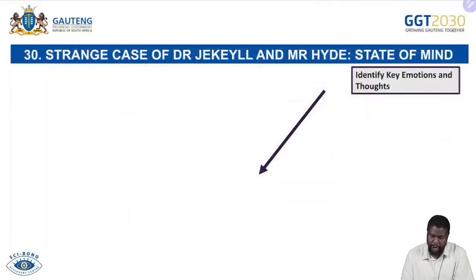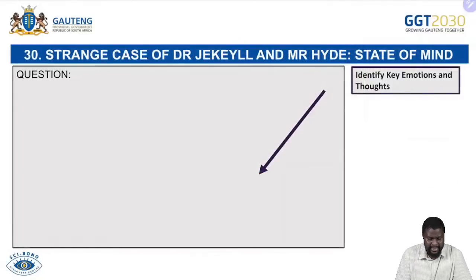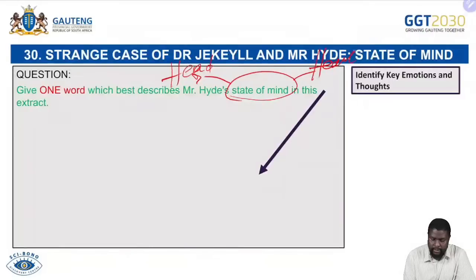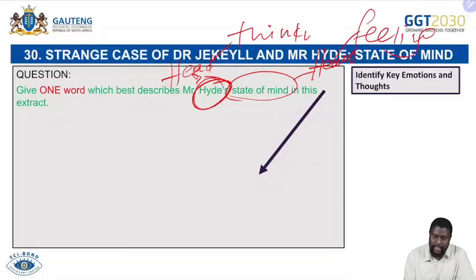Right, next question. State of mind. You can see this one is coming back again. Give one word which best describes Mr. Hyde's state of mind. What did he say about the state of mind? Two things: head, heart. So, what is Mr. Hyde here thinking? What is he feeling? The thinking and feeling. You can see you have 2 marks.